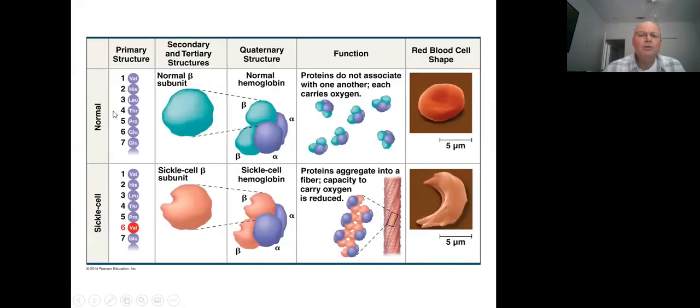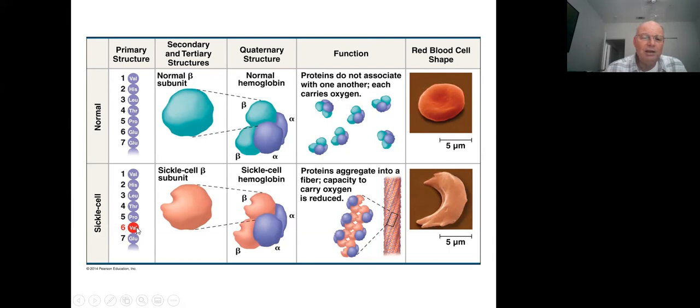So in normal hemoglobin, the beta and alpha units come together to form a hemoglobin molecule that exists as separate hemoglobin molecules within the red blood cell. In the most common change that causes sickle cell, the number 6 amino acid in the beta unit is changed from a glutamic acid, which is an acidic amino acid, to valine, which is a non-polar amino acid.